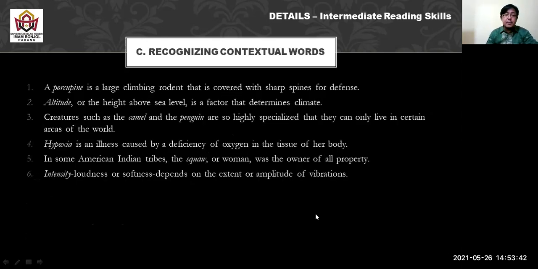Three. The word, I have six sentences that I displayed to you in relation to recognizing contextual words. The first one is, a porcupine is a large climbing rodent that is covered with sharp spines for defense. Number two. Okay, please read.